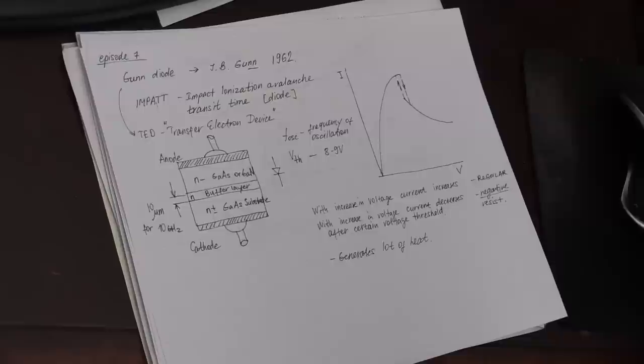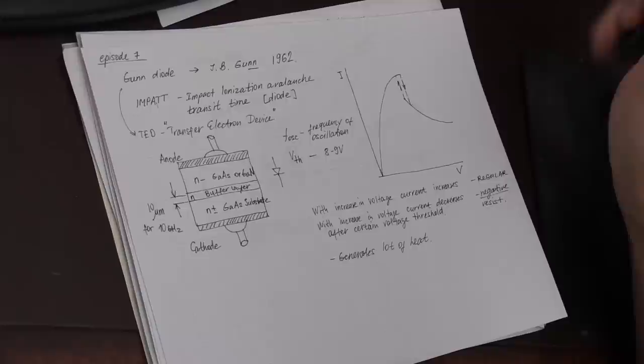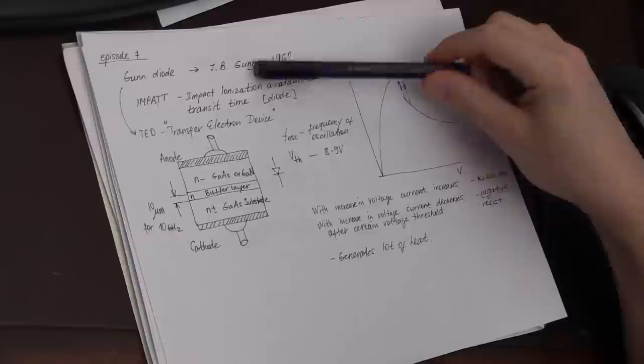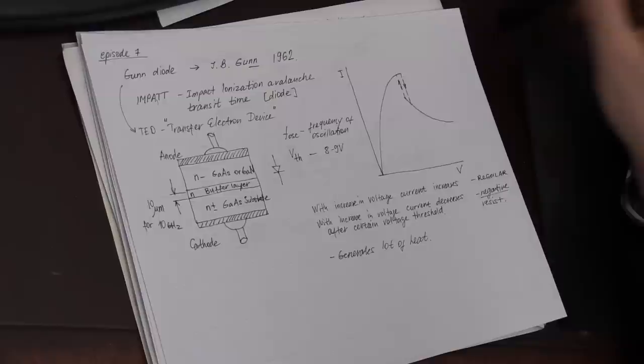A Gunn diode is a semiconductor device that was discovered sometime around 1962 by a gentleman called J.B. Gunn. That's two N's, and you probably notice my pronunciation, I don't always make it clear that I say two N's.